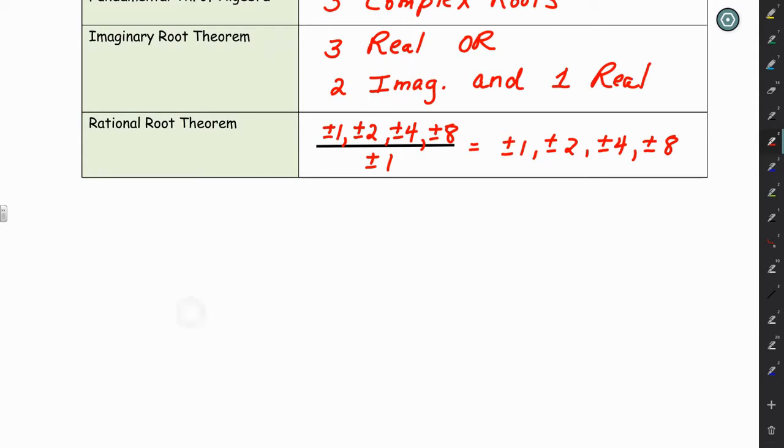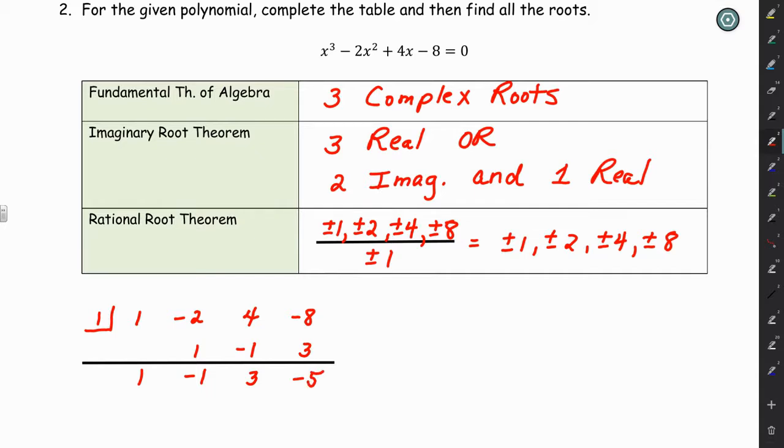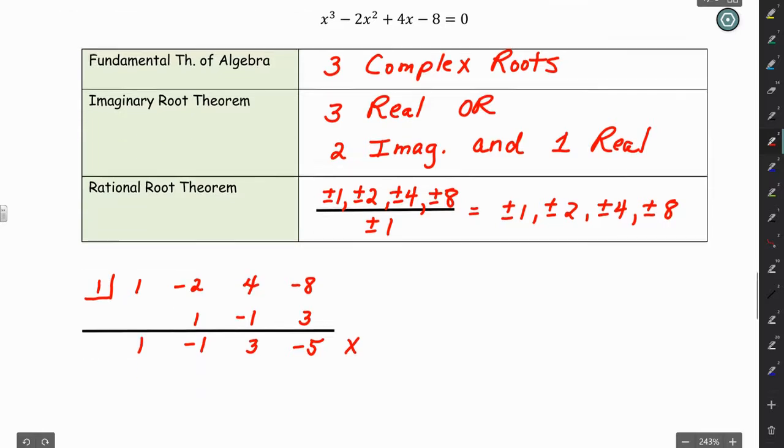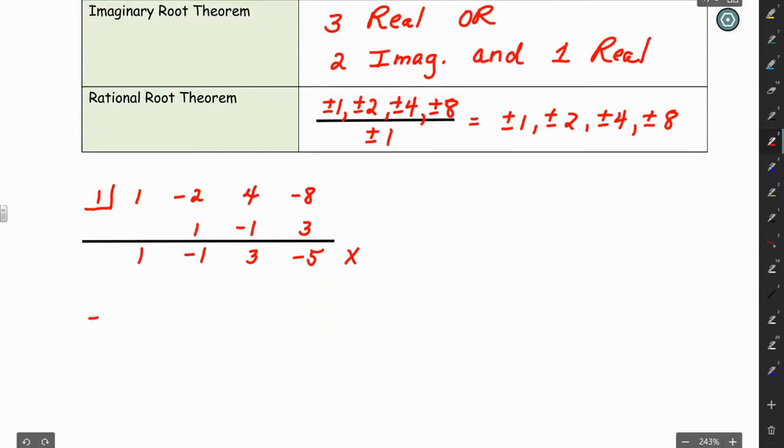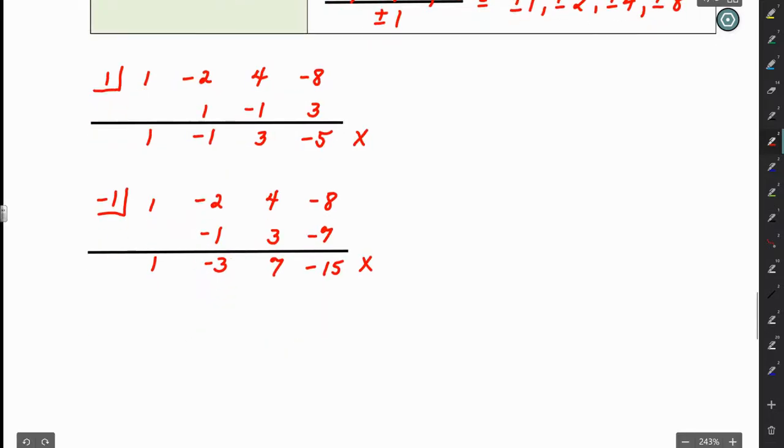So we're going to test 1 first. The coefficients are going to be, in this example, 1, -2, 4, and -8. All right, we get a remainder of -5, so we know that +1 is not a root. Now we'll try -1. Okay, -1 doesn't work either, so now we'll try +2.